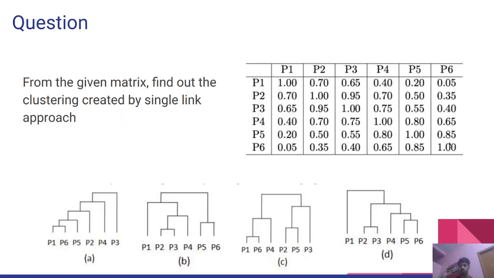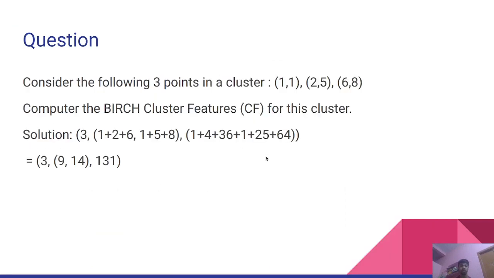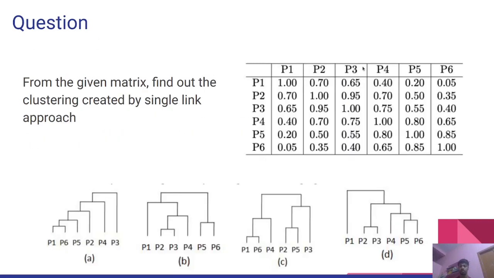Okay. So the next question is about hierarchical clustering. One thing to note here is that from this given matrix, we have to find the tree by the single link approach. And one thing to note here is that we are given similarity, not distance. So this is a similarity matrix, not a distance matrix.